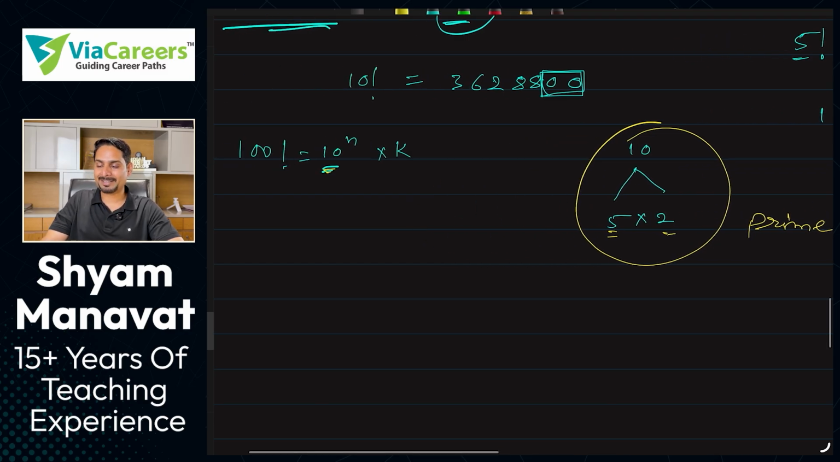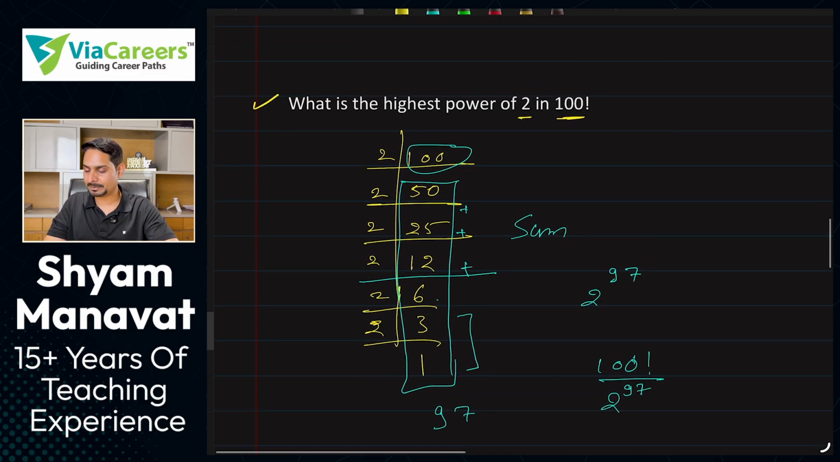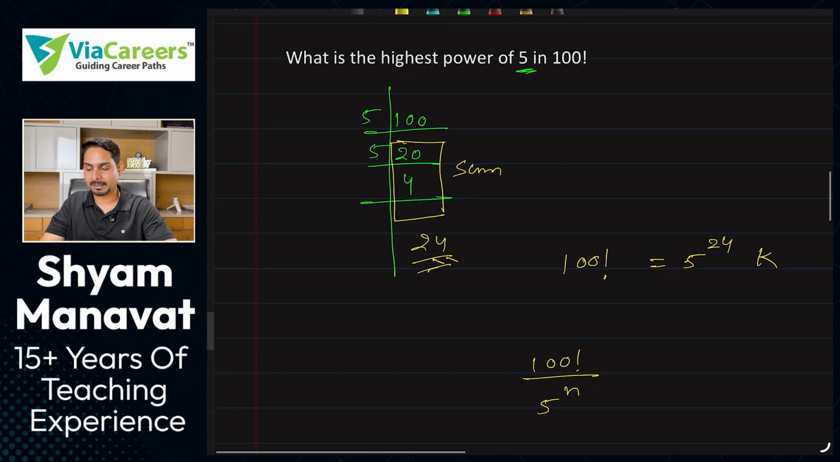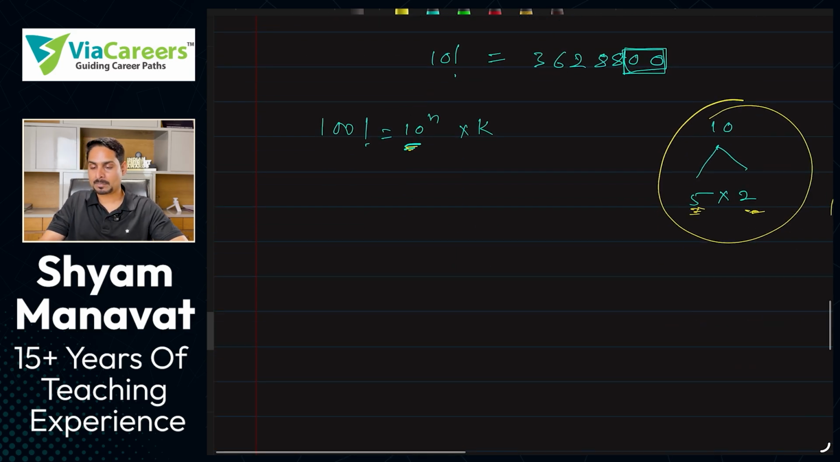We need to find out how many 5 are there in 100 factorial, how many 2 are there in 100 factorial. So we have previously done that. So I can take the reference of the previous solution. So what is the highest power of 2 in 100 factorial? We have done this, 2 raised to 97. And highest power of 5 in 100 factorial, that is 5 raised to 24. Okay, so I'll just take down here and say in 100 factorial, the highest power of 5 is 24 and highest power of 2 is 97.